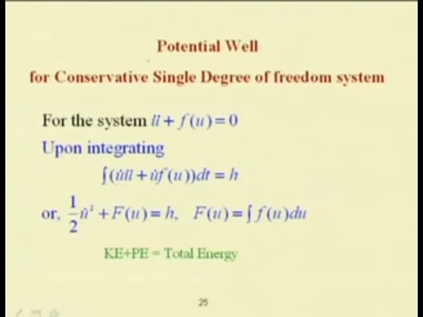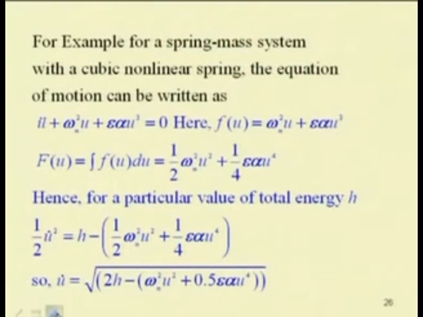By integrating u dot u double dot, you can find this is equal to half u dot square, plus the integration of this term, capital F(u), and this is equal to h. You can write the first term as the kinetic energy, F(u) as the potential energy, and h is the total energy of the system. So, kinetic energy plus potential energy equals total energy of the system. This differential equation can be written in terms of the energy.